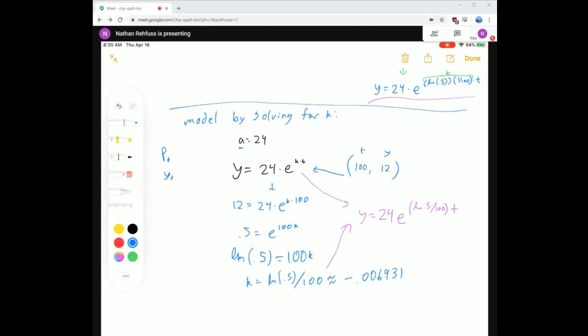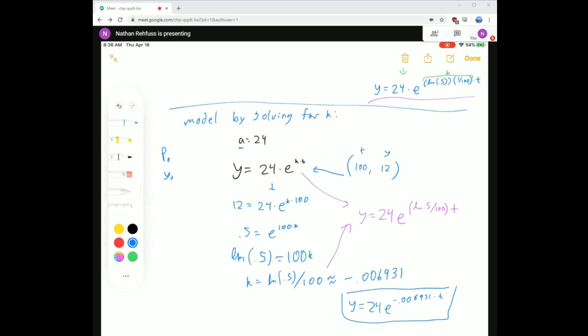And so then if I write it this way, though, I can write y equals 24e to the power of negative 0.006931 times t. And that's my model. And then if I want to know how much is left after 55 years, I just plug in 55 for t and solve.